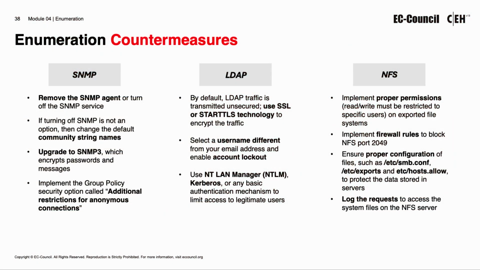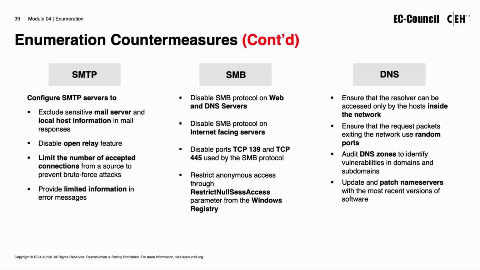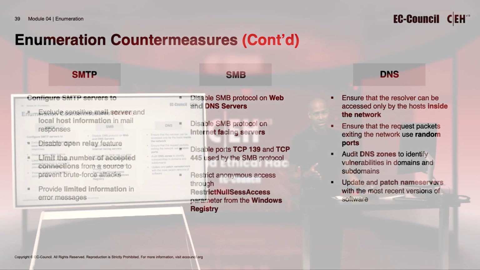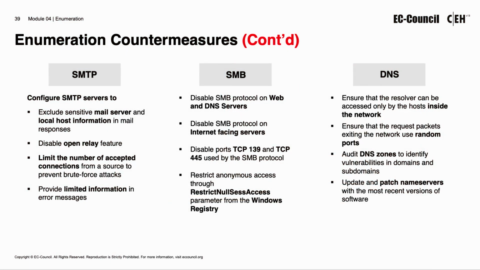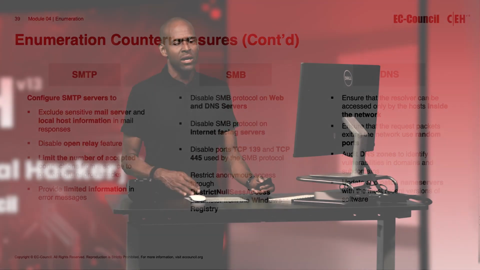For NFS, you want to make sure and secure those NFS permissions. You want to make sure that you block port 2049. You want to make sure that you're careful with logging everything that's happening. For SMTP, you want to make sure and also encrypt that channel if you can. Make sure you don't do open relays. For SMB, make sure you're using the latest version of SMB. Disable ports 139 and 445 for SMB, and use the secure SMB ports.